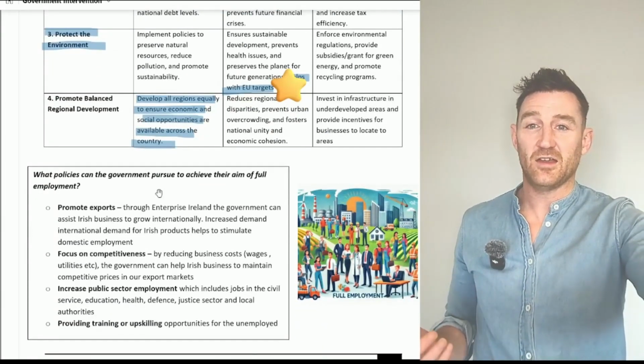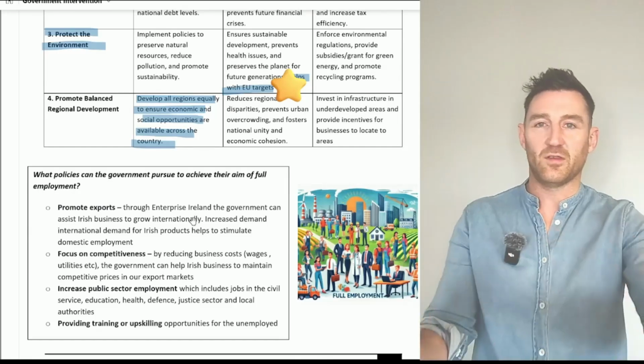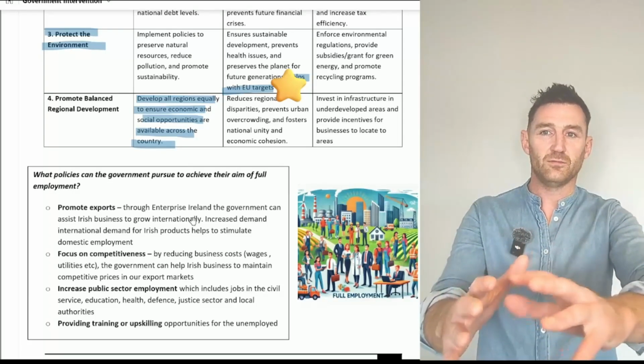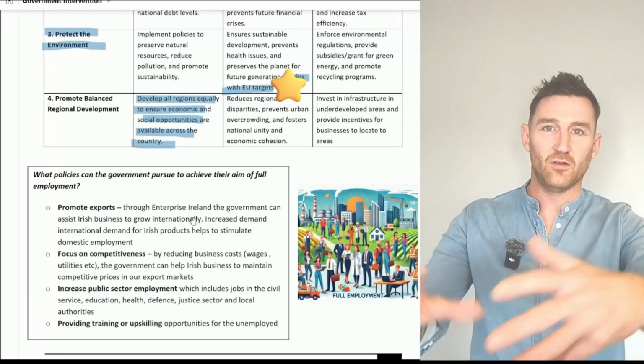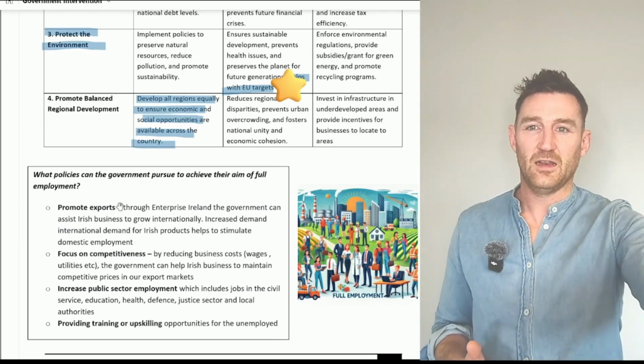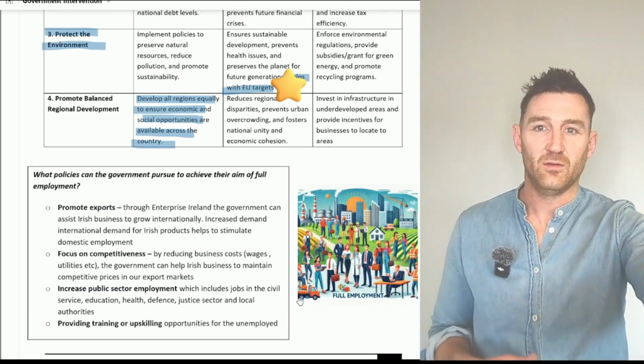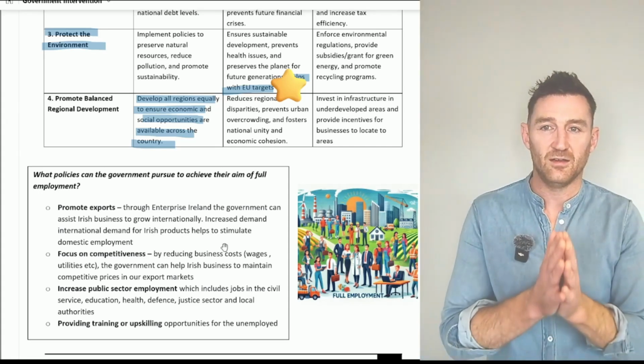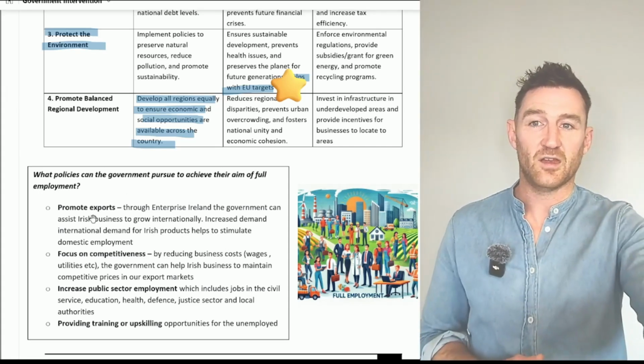So you just see here down the box in the bottom left, this is one of those examples of policies that government could implement to achieve a particular aim that I was talking about earlier. It's just a little bit of an extension of how could the government achieve the policy of full employment, and we have multiple ways they could do it. So they could promote exports.